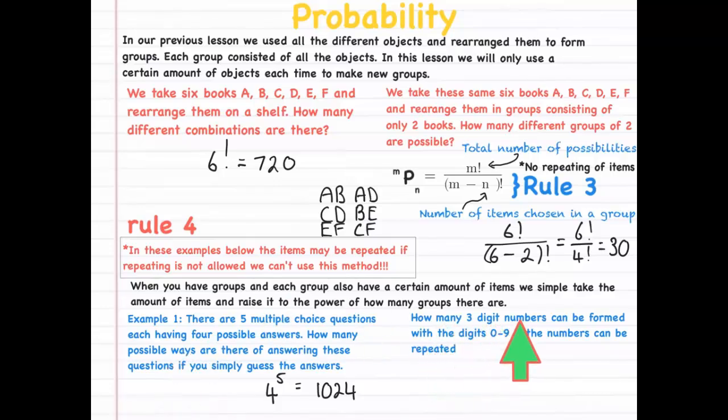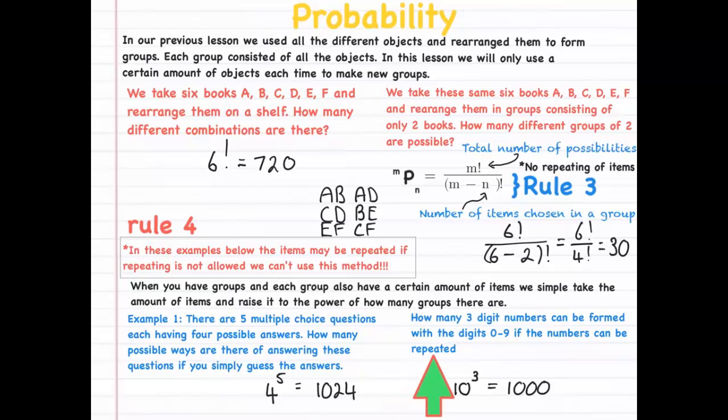How many 3-digit numbers can be formed with the digits 0 to 9 if the numbers can be repeated? So this is actually 3 groups, because for the first digit we've got 10 choices. For the second digit we've got 10 choices. For the third digit we've got 10 choices, because numbers can be repeated. So we've got 3 groups with 10 choices. We write down our 10 choices, we raise it to the power of how many groups, and that is equal to 1,000.